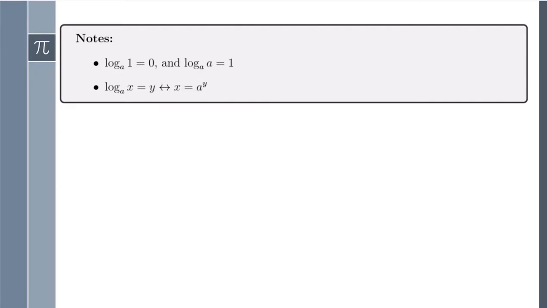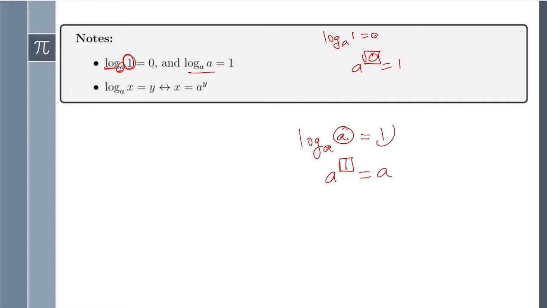Now a few things that we need to note. The first one is log base a of 1. No matter what base we have, the log of 1 is always 0, and it comes from here. Log base a of 1 equals 0 means a raised to what power equals 1, so it is 0. Any number raised to 0 equals 1. That's why this is 0. Similarly, log base a of a. If this base and this number are the same, then the value of the log is 1. It comes straightforward from the definition, because a raised to what power equals a, which is 1. That's why this is 1.